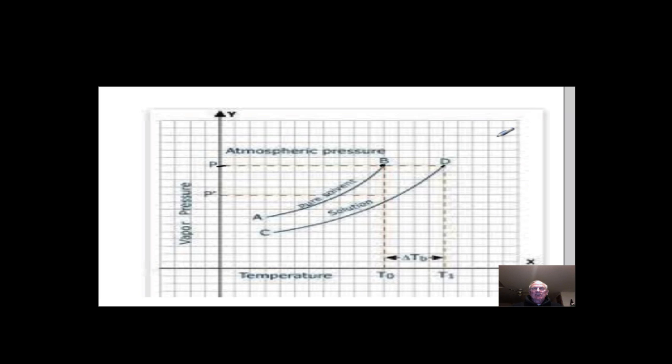Now let's take a look at the second property, the increase in boiling temperature. So the equilibrium vapor pressure is very closely related to the boiling temperature. If you will recall, boiling occurs when vapor pressure is equal to atmospheric pressure.